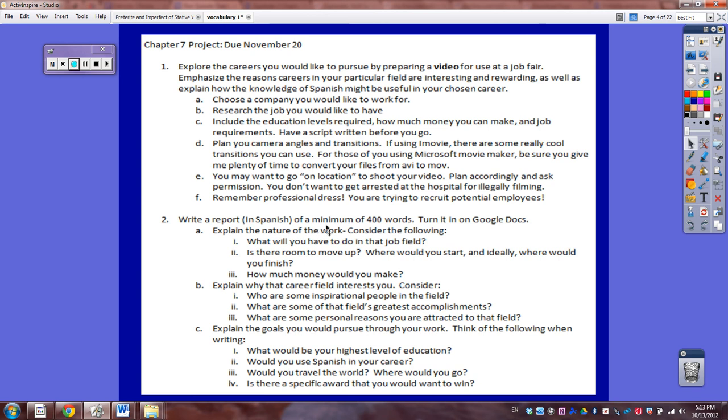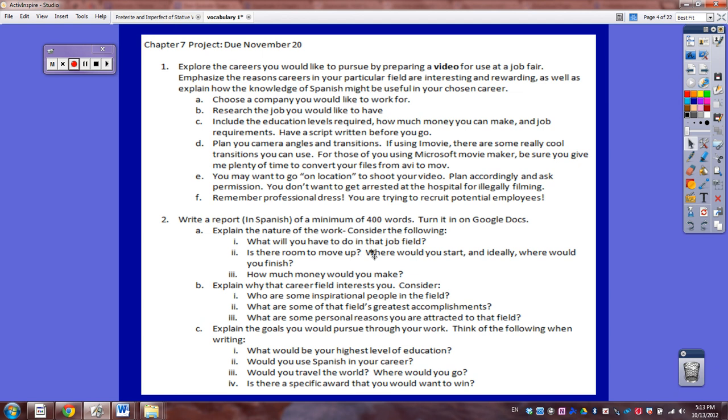Here, writing a report in Spanish is about 400 words. Turn it in on Google Docs. Google Docs, Google Docs. If y'all can't start doing this, we're going to have serious problems. You need to create a Google Docs account. If you're having problems doing that, please see me, and I will make sure that you are able to get on Google Docs.